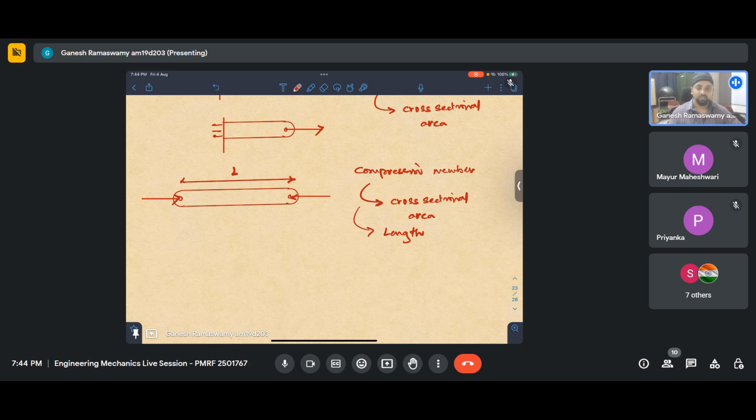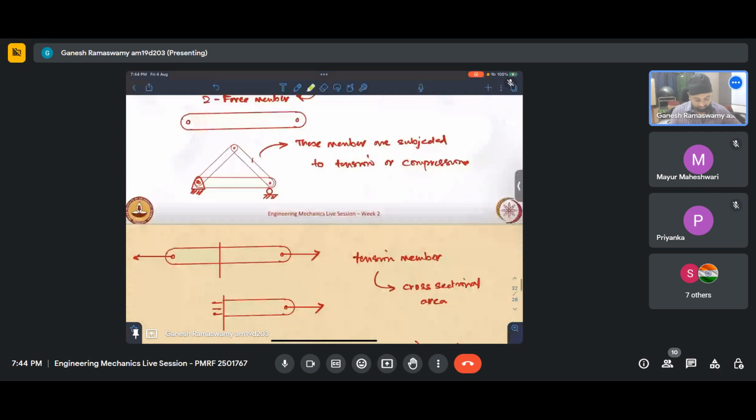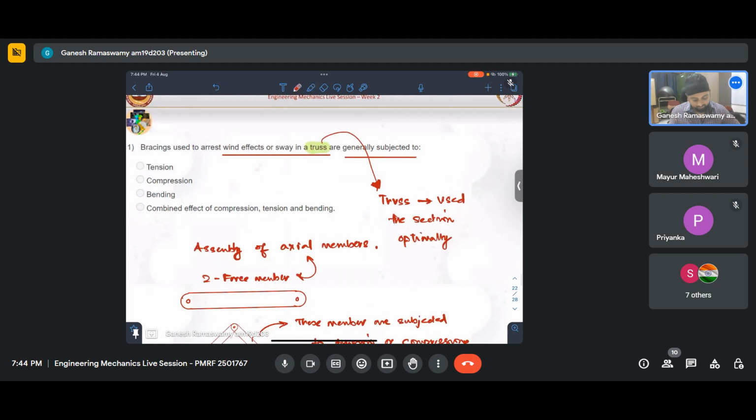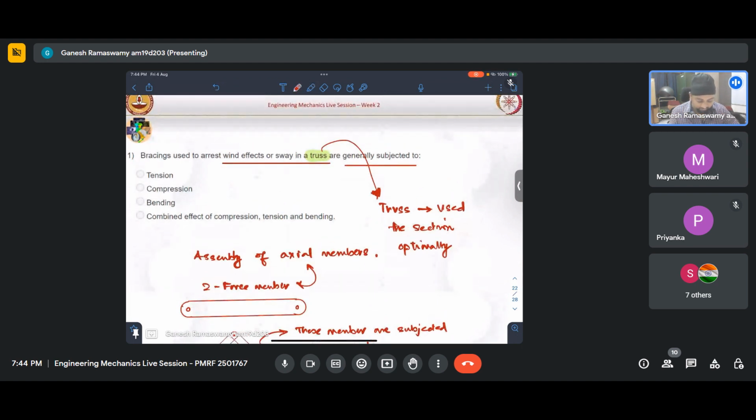If there is a truss and the length is too long to be connected for taking sway forces or wind forces, then I need to also account for the length. So it becomes problematic for me. That is why, to arrest the effects of wind and sway, we always go for members that are in tension, not in compression. Is it clear? Are there any questions? Okay, it is clear. Fine.